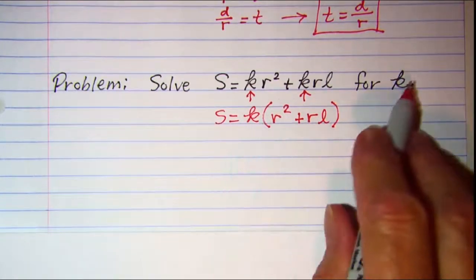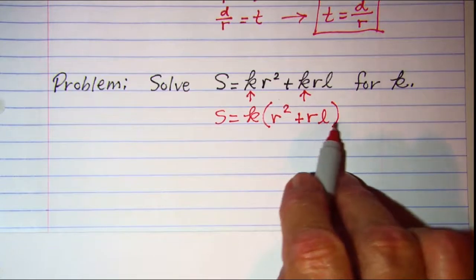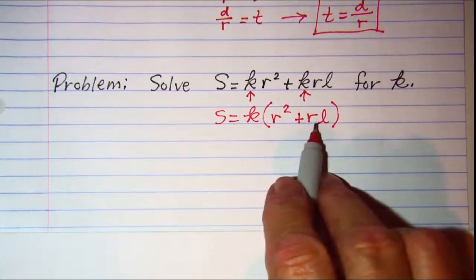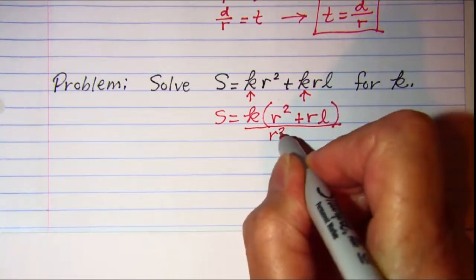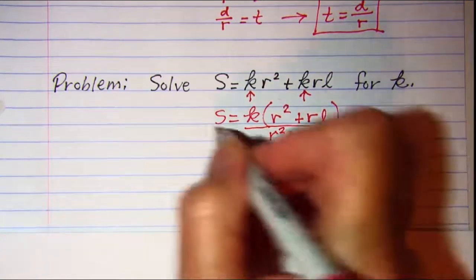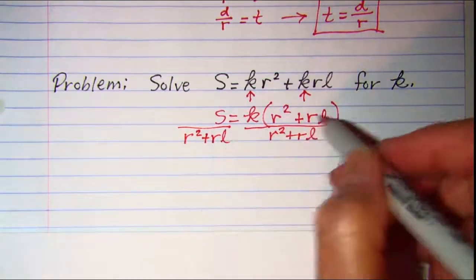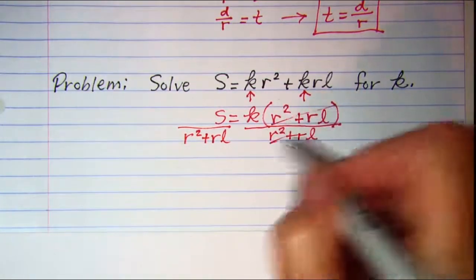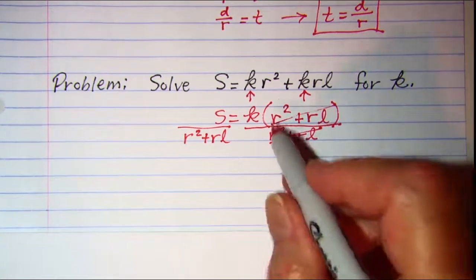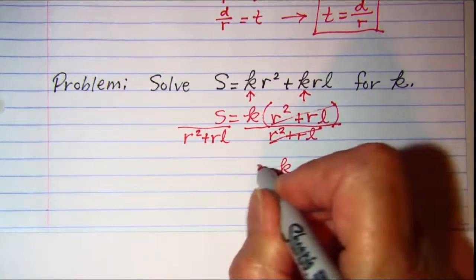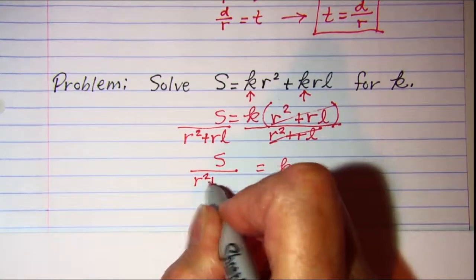Now again, remember we're solving for k, so we want to isolate the k, which means we need to take this factor off of the right side. We'll divide both sides by r squared plus rl. And this factor then cancels with this factor. Don't cancel pieces of the factor. So on the right side we just have k now, and on the left side we have s divided by r squared plus rl.